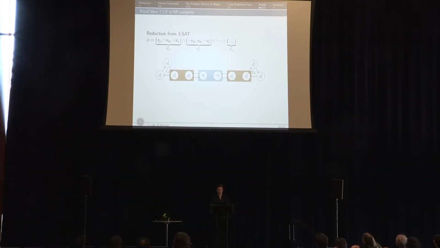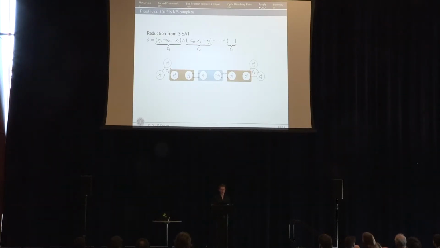The hardness proof is based on a reduction from 3SAT. We're given a SAT formula which consists of Boolean variables and clauses, and we construct an instance of CDP in the following way. For every Boolean variable, there are two vertices, for example xj and not xj, and they form a partition element. Moreover, for every clause, there's a cycle consisting of 3 vertices, and every vertex in the cycle is linked via a partition element and a cycle to its corresponding Boolean variable.